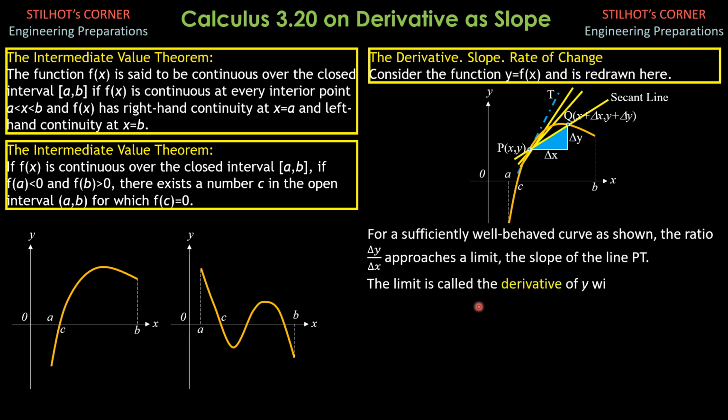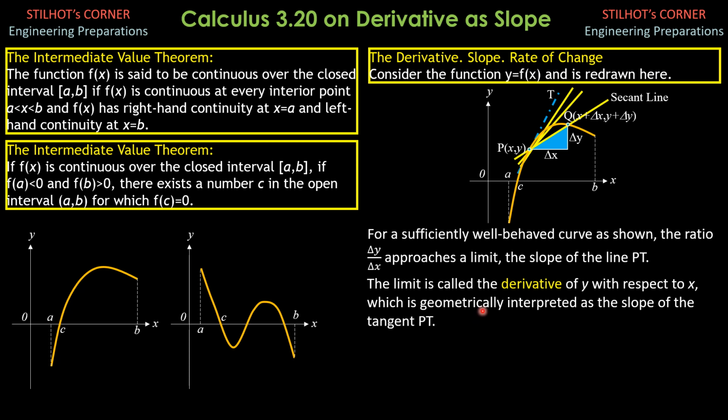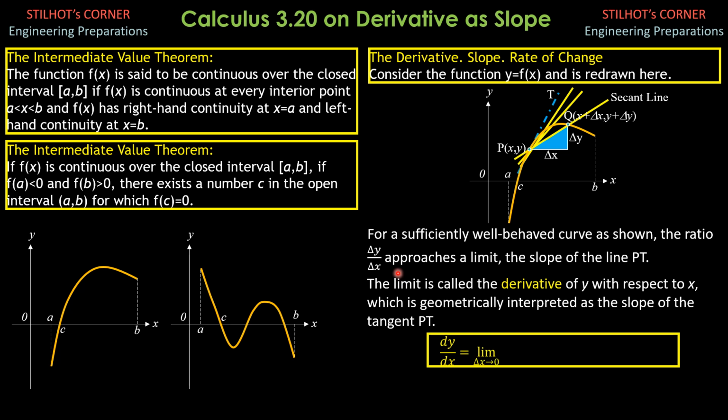So the limit is called the derivative of y with respect to x, which is geometrically interpreted as the slope of the tangent line PT. So dy dx, or the derivative of y with respect to x, which is the slope of the tangent line PT, is the limit of delta y over delta x as delta x approaches 0, or the limit as delta x approaches 0 of f of x plus delta x minus f of x over delta x.